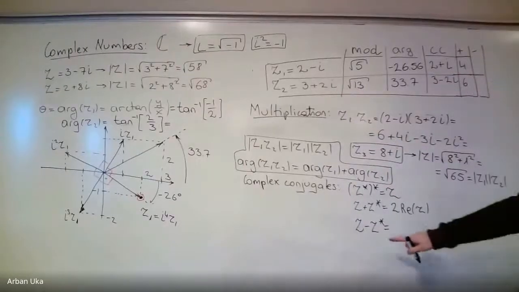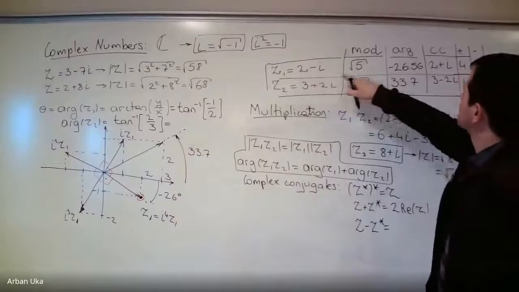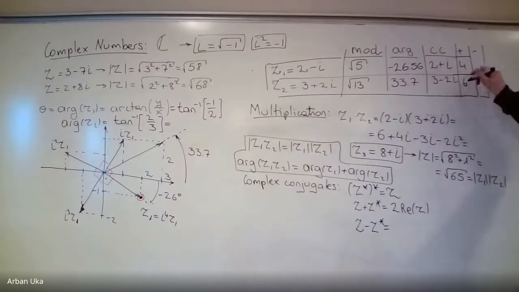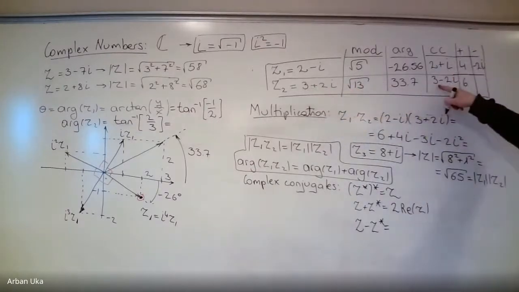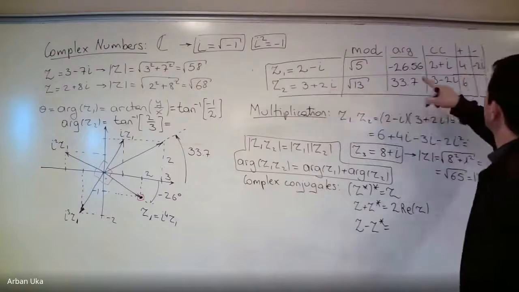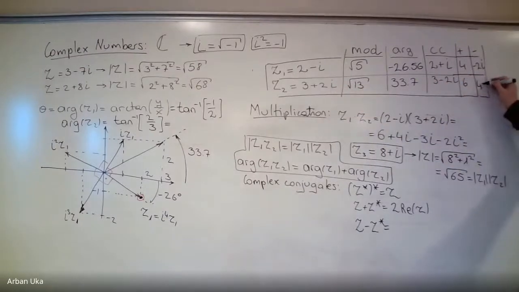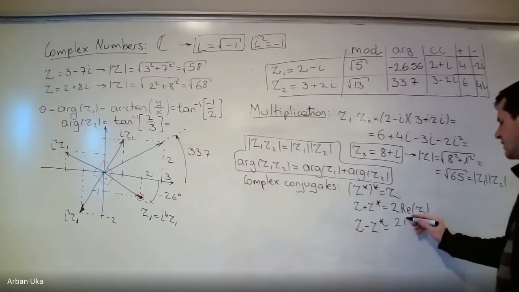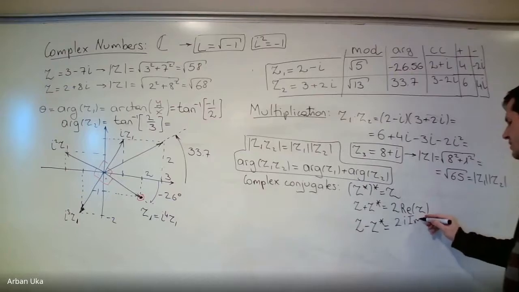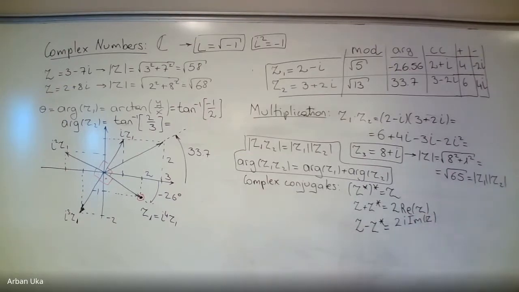What happens if we subtract these? So we have 2 minus I minus 2 minus I. What do we obtain? We get minus 2I. Okay? And again, the real part is lost. So 3 minus 3 is gone. 2I minus, so this is equal to 4I. Okay, so the imaginary part is doubled. So here we get 2 times I times the imaginary part of a number Z.